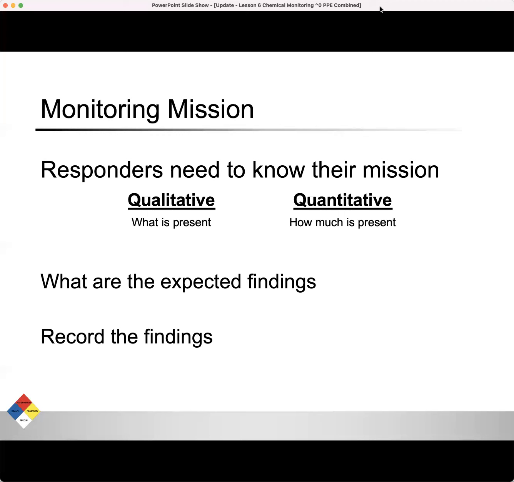Also, what are the expected findings? If you're looking for methane and you start getting readings with high levels of H2S, hydrogen sulfide, that's not what you're expecting. Also, you need to record your findings, record your readings. Now, the person using the monitor doesn't have to be the person with the piece of paper and the pencil recording your monitors. You can have a partner right next to you. You can also use a radio back to the entry team leader to relay your findings, and they can write it down. Much easier.